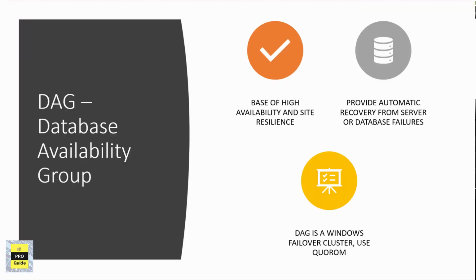The most important part in creating high availability for Exchange Server is the Database Availability Group, called DAG, which is the base of high availability and site resilience, which provides automatic recovery from server and database failures. Basically, DAG is a Windows failover cluster which is used to replicate the data between each Exchange member.